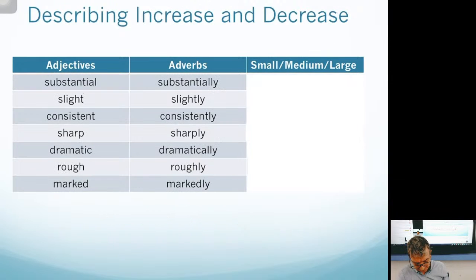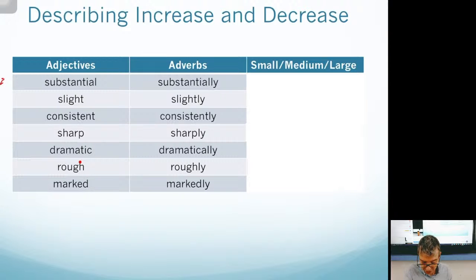Alrighty, so that should be fairly simple. So you should have come up with something like this. For substantial, it becomes substantially. For slight, that becomes slightly. For consistent, that becomes consistently. Sharp becomes sharply. Dramatic becomes dramatically. Rough becomes roughly. And marked becomes markedly.